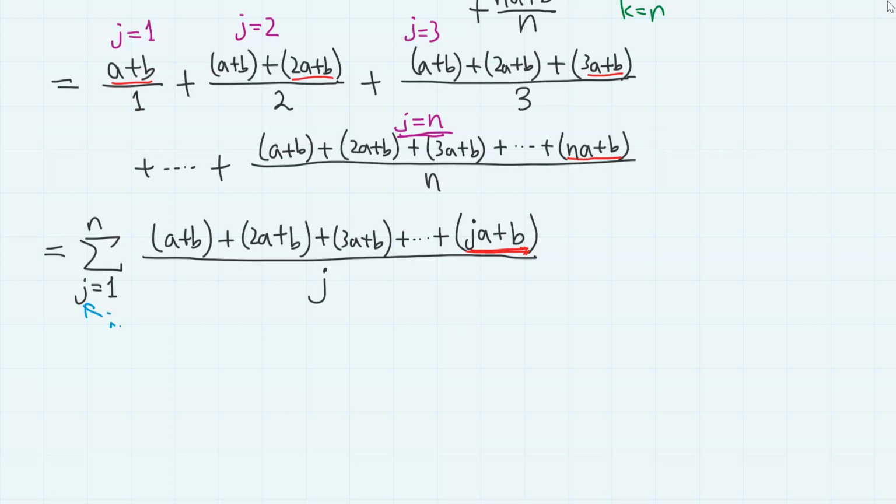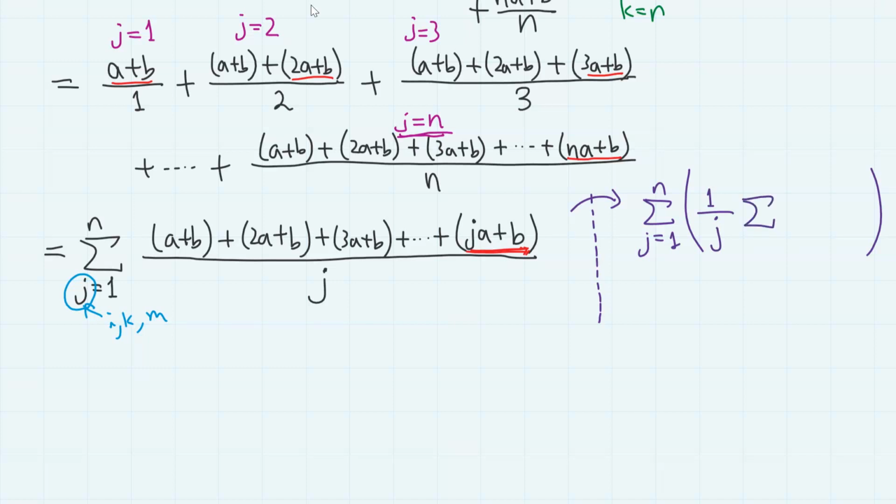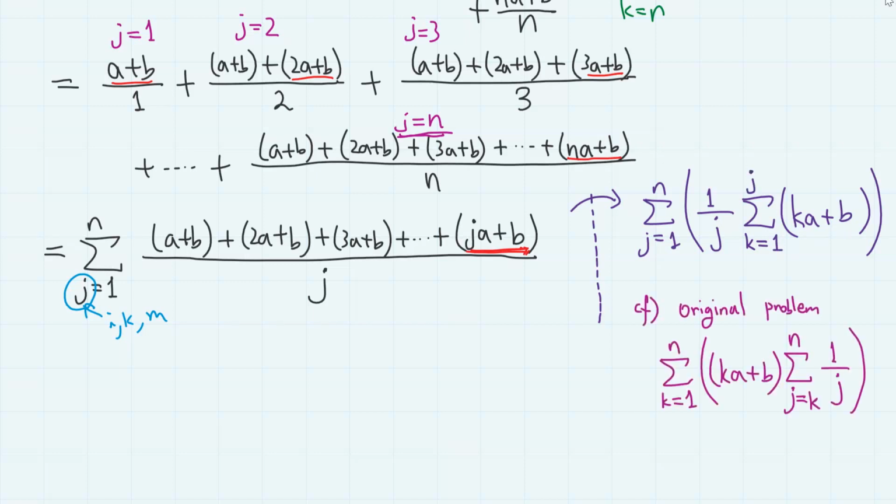Sigma. You can use i or k or m or whatever you want. But why did I use j? Well, you see, if we write 1 over j first, then the numerator part itself is also a summation, which can be written as sigma of ka plus b, where this k changes from 1 to j. So compared to the original expression, you can see that the order of sigmas is sort of switched, and also some indices. I will talk about it in more detail later.